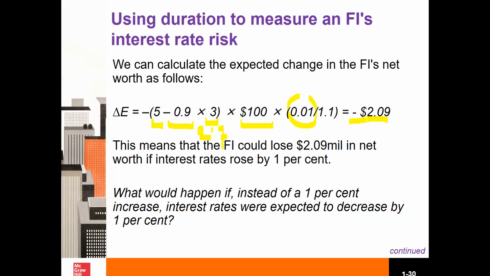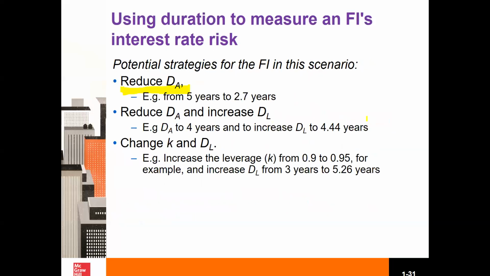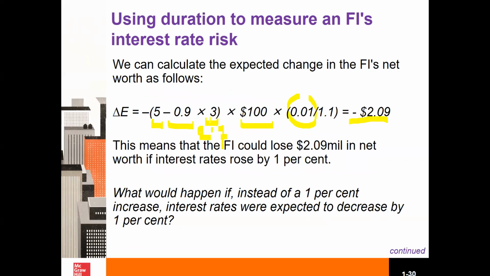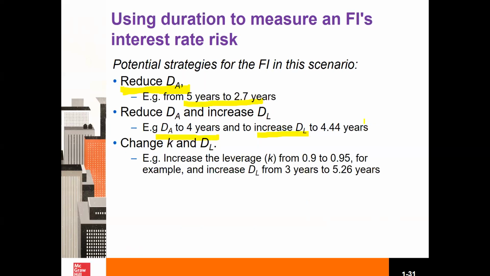That means for a change in interest rate, there will be no change in the equity value. It means that the financial institution will be immunized against any interest rate shock or interest rate changes. So one strategy could be to reduce the asset duration from 5 years to 2.7 years. The second one is we can do 2 things simultaneously. One is to reduce the duration of the asset portfolio to 4 years and increase the duration of the liability portfolio to 4.4 years. Once again, it will become 0, and there will be no change in the equity value for a change in interest rate.